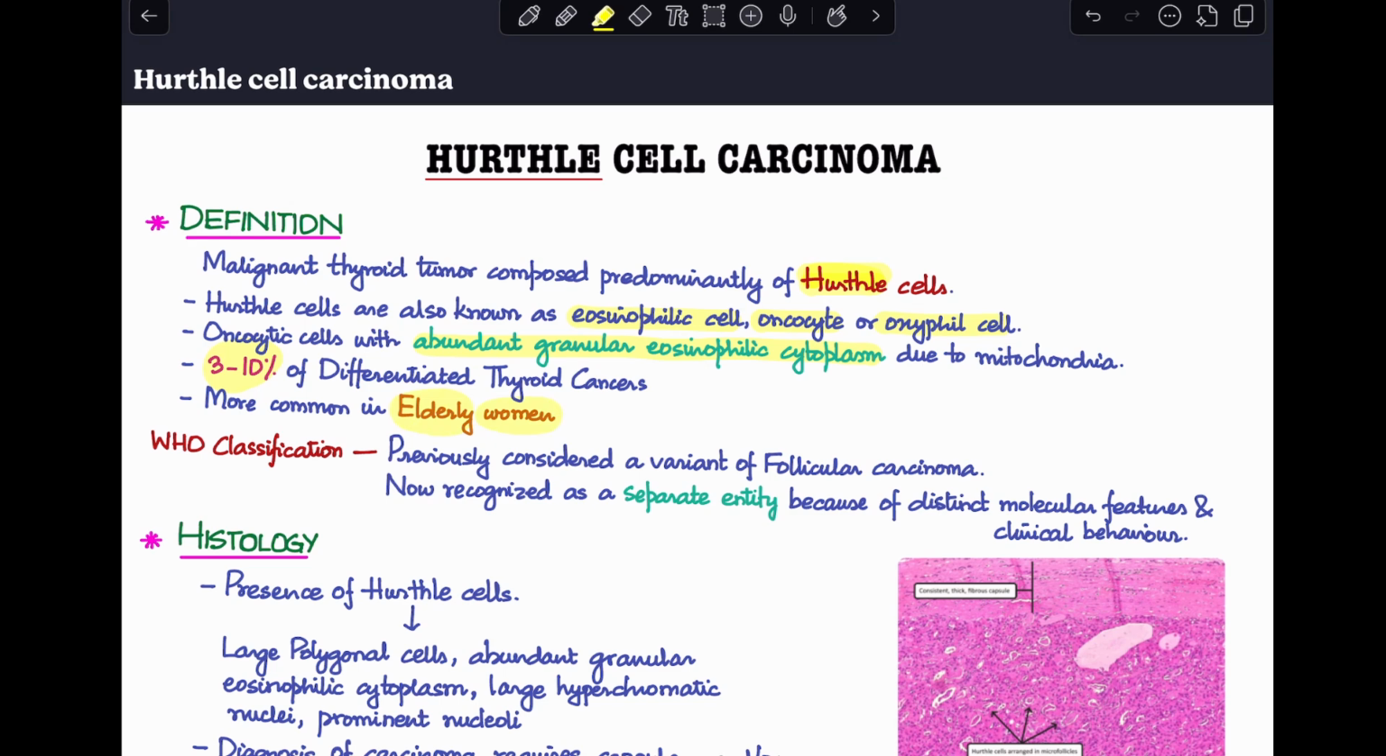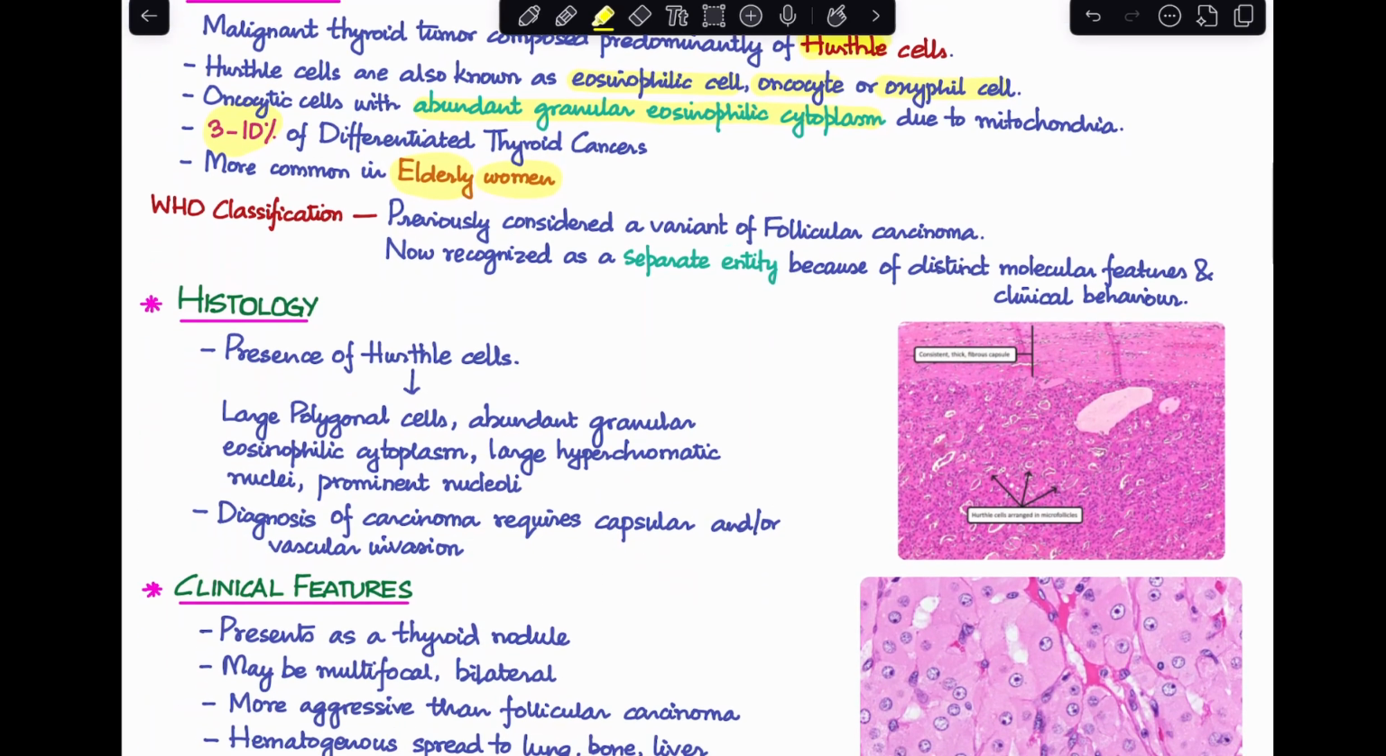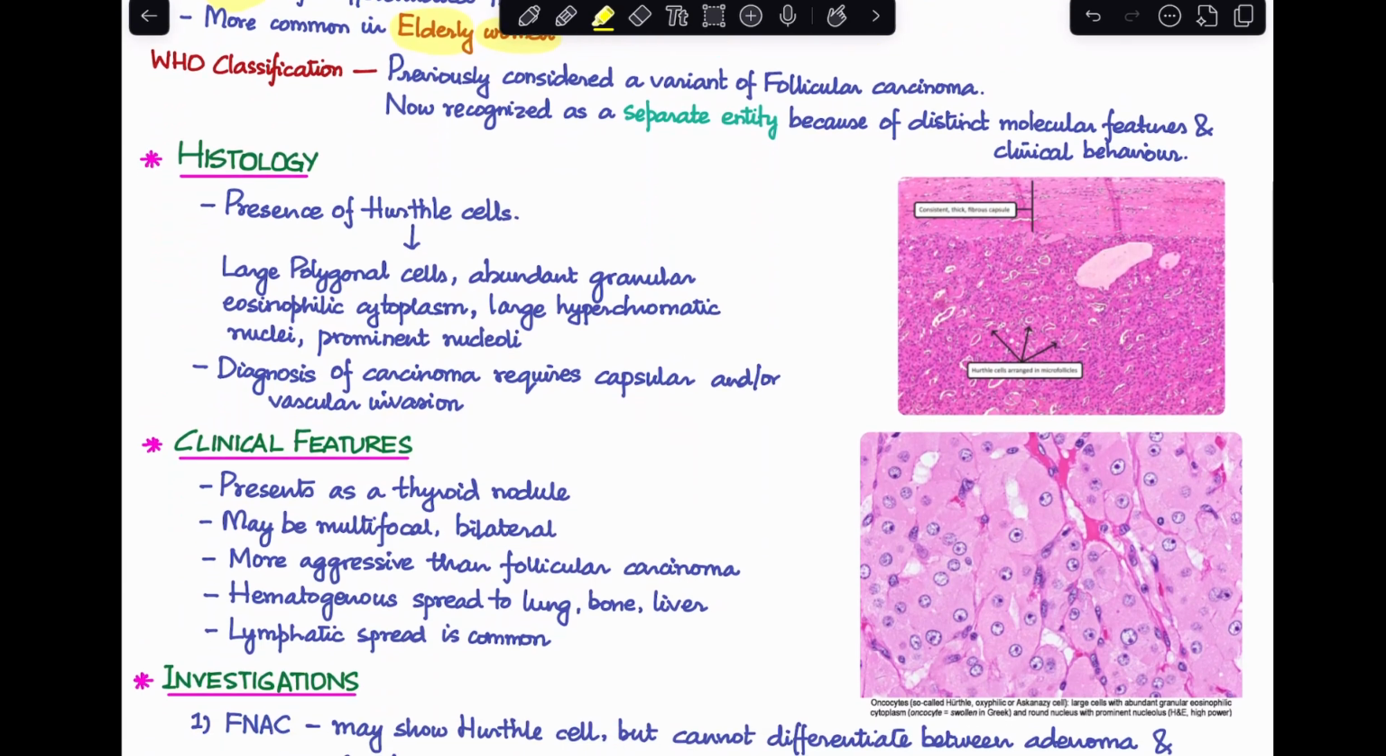And as I just mentioned, according to WHO, it is now considered a separate entity and not a variant of follicular carcinoma anymore. So when you see on histology, we'll be seeing the presence of Hürthle cells. Now, what are Hürthle cells? They are large polygonal cells which have abundant granular eosinophilic cytoplasm, large hyperchromatic nuclei with a prominent nucleoli.